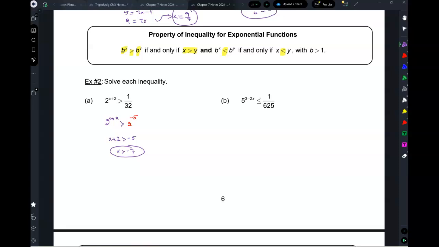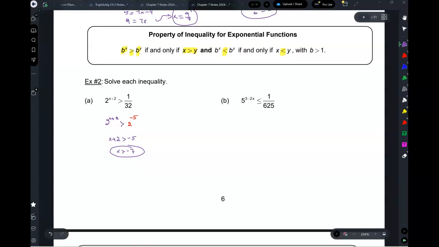In the case of exponential functions, remember the domain is always all real numbers. So it is not necessary to check, right? Because you don't have a domain restriction.